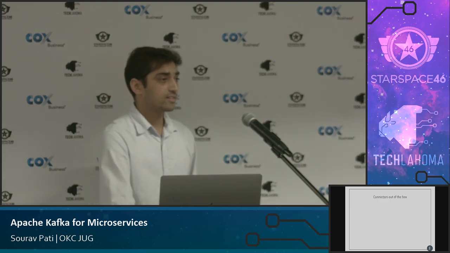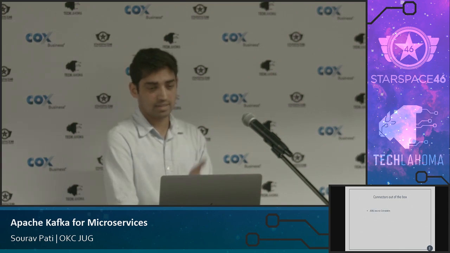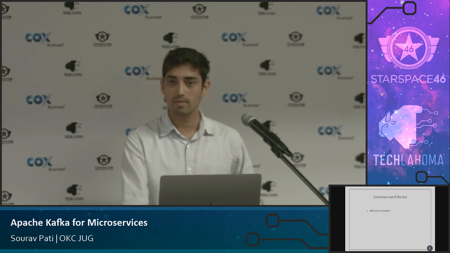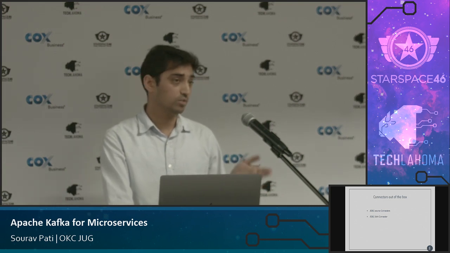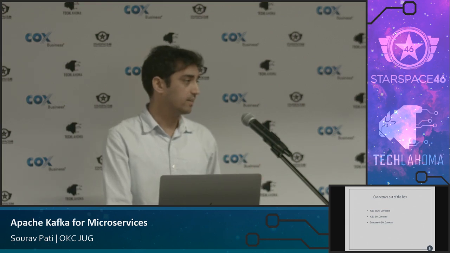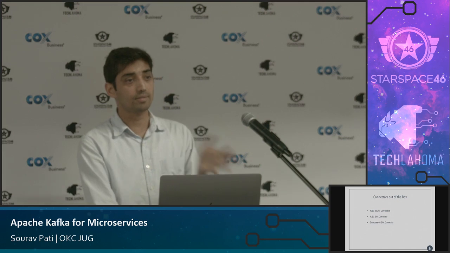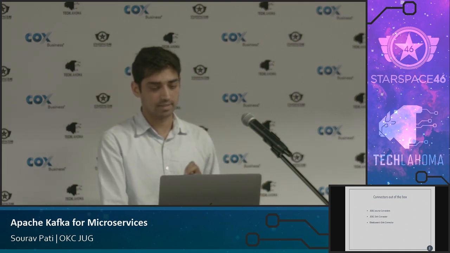Some of the connectors come out of the box; Kafka has created these for us. There is the JDBC source connector that we saw the example of just now, and then there is a sink connector, and we saw an example of that as well. And then there is the Elasticsearch sink connector. If you want to push data to Elasticsearch from Kafka, you use the Elasticsearch sink connector.